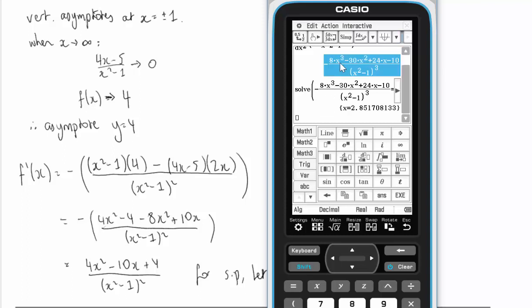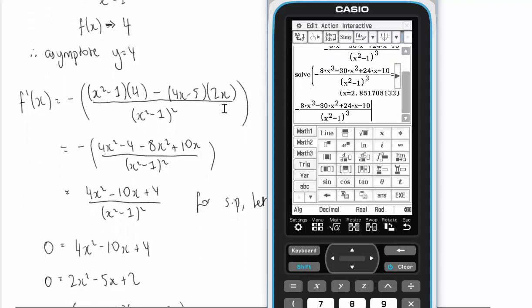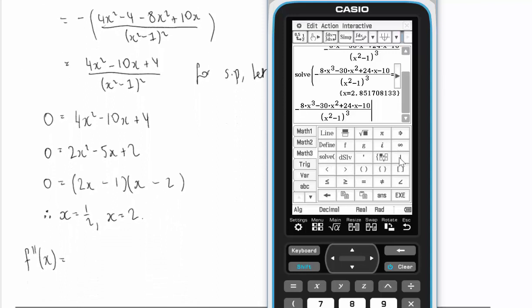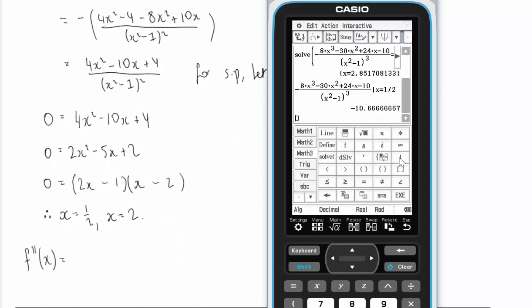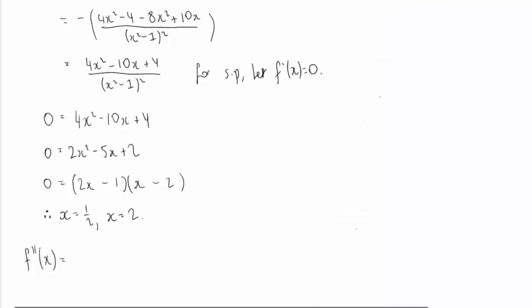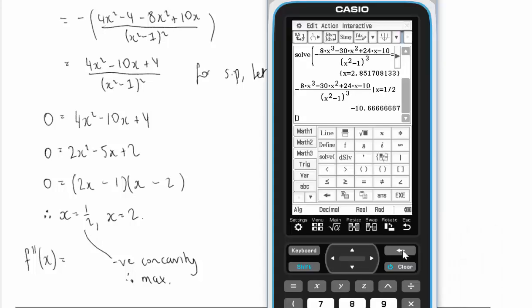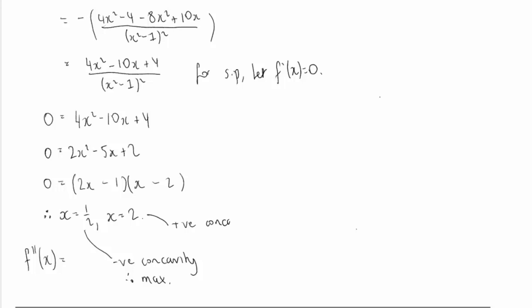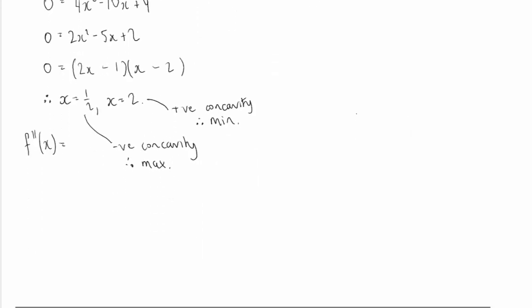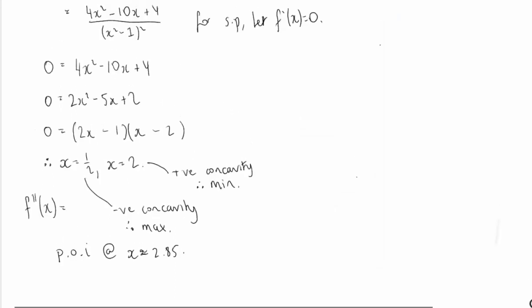We can check the nature of the stationary points. So we knew that we had stationary points when x was equal to a half and 2. So I'm just going to go, given x equals a half, gives me a negative value. So that means that this had negative concavity. Therefore it's a maximum. And likewise when x equals 2, so I'll just change that to a 2, we have a positive value. So this has positive concavity, meaning it is a minimum point. And we know that there's a point of inflection at x approximately equal to 2.85, wasn't it? I think that's probably enough information for us.